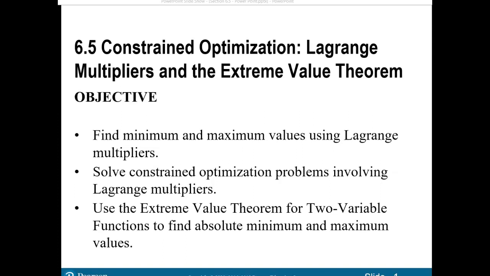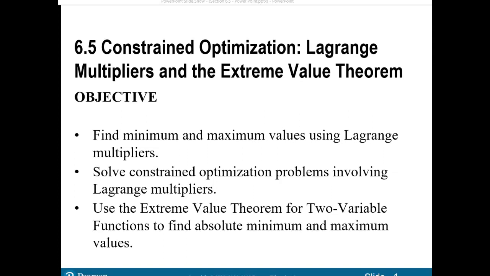All right, this is the last section that we cover for the semester, and we're going to cover section 6.5 on constrained optimization, Lagrange multipliers, and the extreme value theorem. So our objectives here are to find minimum and maximum values using Lagrange multipliers, solve constrained optimization problems using Lagrange multipliers, and then use the extreme value theorem for two variable functions to find absolute maxes and mins.